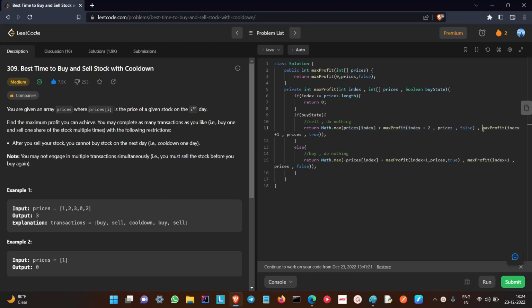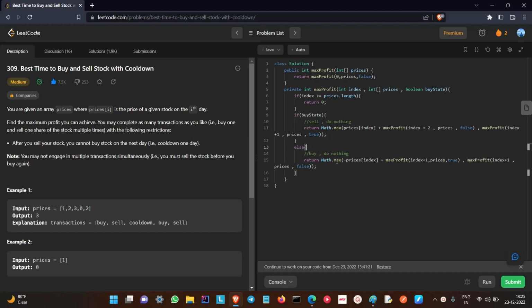So when we skip the current day, we get maximum profit of moving to next day along with prices, and we pass the value buy state as true since we haven't sold the stock which we have bought. So we'll pass the true. So this is the scenario for buy state.